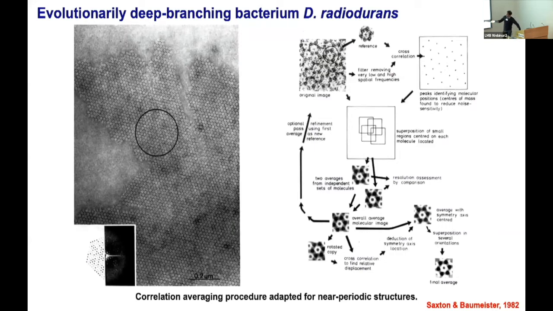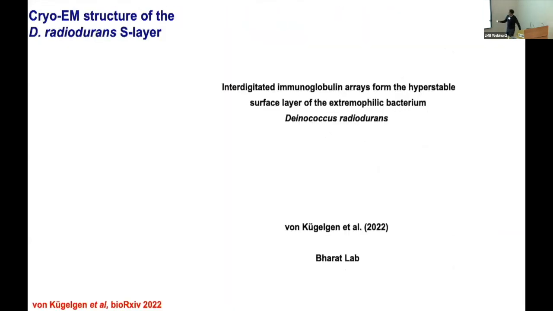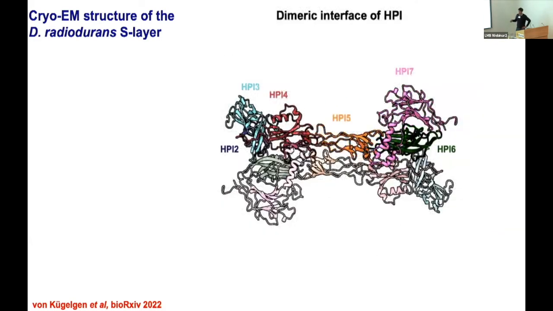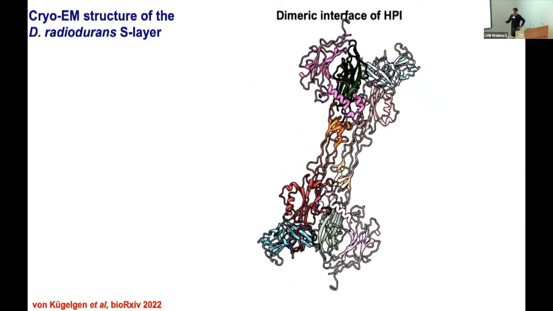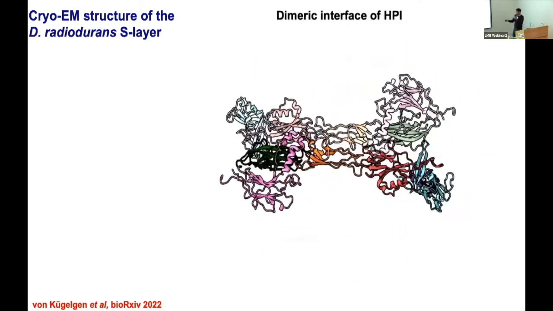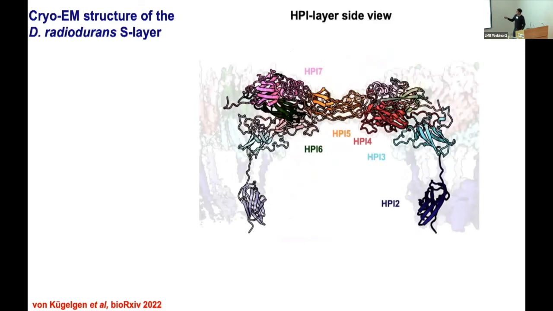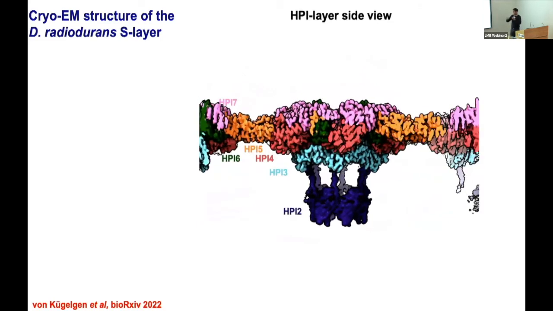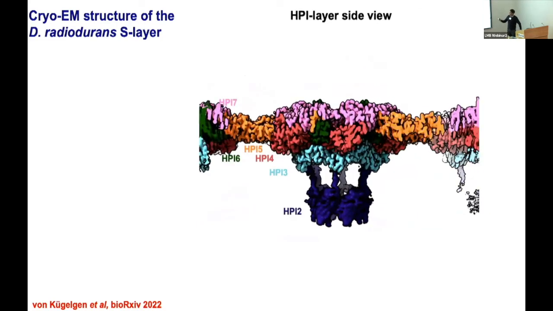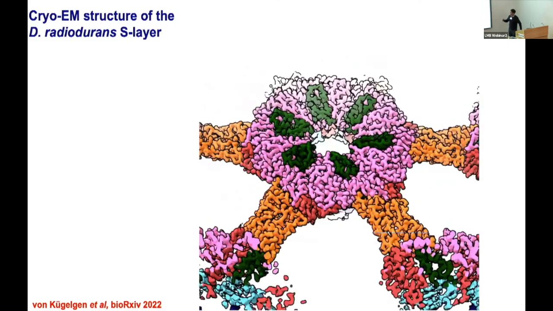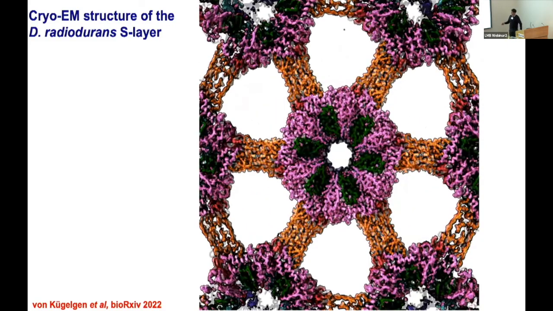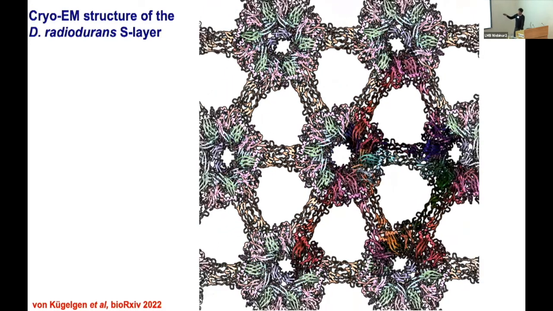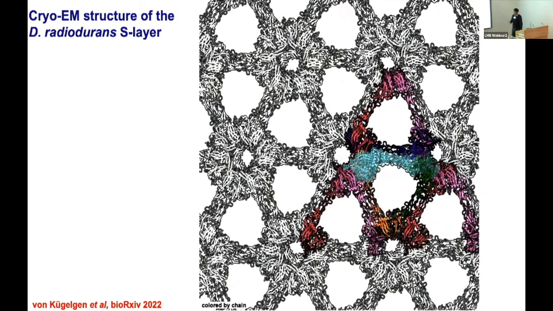So we purified this S-layer, and we solved its structure. This is the structure of the S-layer protein, and it's also made of an array of immunoglobulin-like molecules that make a multi-layered structure. And these are the immunoglobulin-like domains, and these domains pack together in an interdigitated array to form this hyperstable S-layer on this extremophilic bacterium. This is just deposited on bioRxiv. So 40 years later, we've solved the structure of this S-layer.